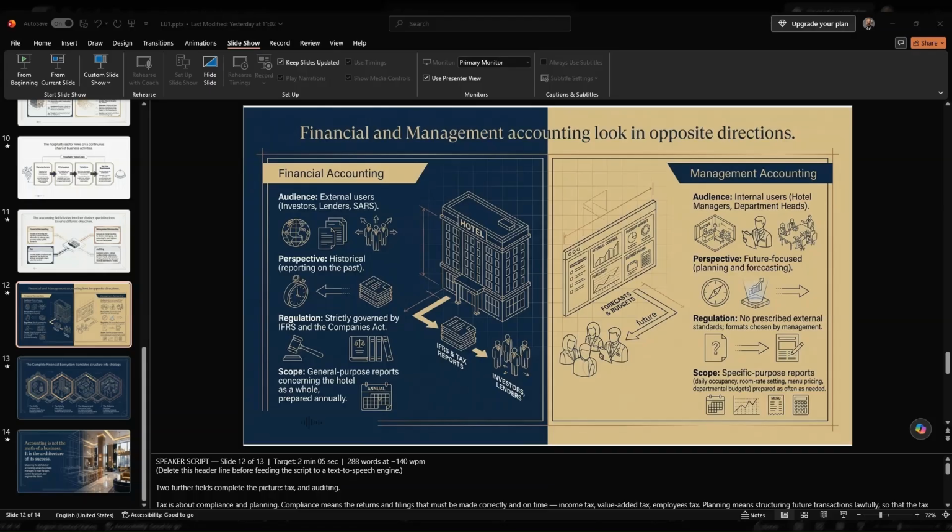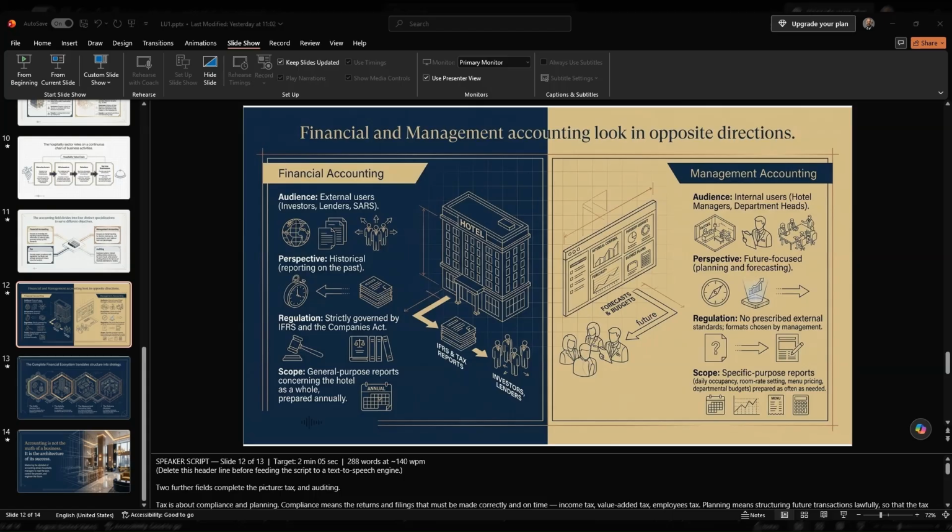Note the distinction between planning and evasion. Tax planning arranges your affairs within the law. Tax evasion misrepresents them, and it is a criminal offense. Auditing examines whether things are what they claim to be, and it comes in two forms.